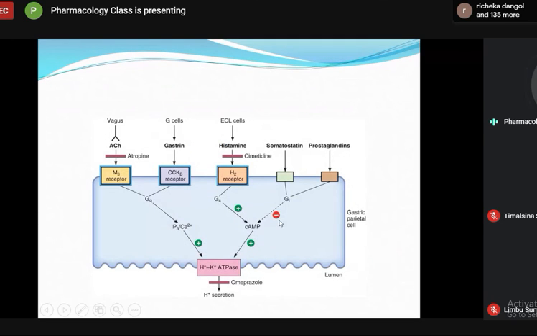So you can see in this picture also, this is the parietal cell and this is the stomach lumen. Here the H2 receptors, gastrin receptors, and M3 receptors are present. This is the intracellular mechanism that is going on, where, when these receptors are activated, the second messengers are activated. These second messengers will activate the proton pump. And what is the proton pump? It is the enzyme hydrogen potassium ATPase, which secretes the hydrogen ion into the stomach lumen.